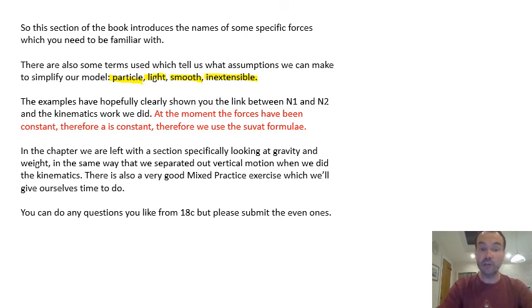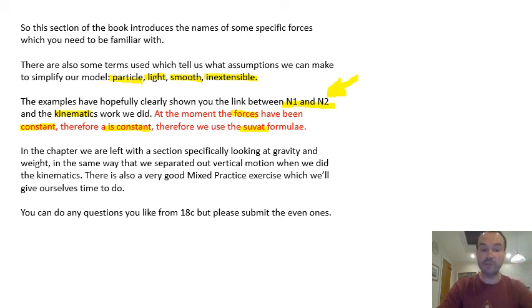The examples are clearly showing you the link between Newton 1 and Newton 2 and the kinematics. Important to note at the moment the forces have been constant, so a is constant, so it's the SUVAT formulae. Can we also reiterate in Newton 2 it's resultant force. The F in Newton 2 is resultant force. We're going to have three forces beginning with R: resultant, reaction, resistance. The F in F equals ma is the resultant force.